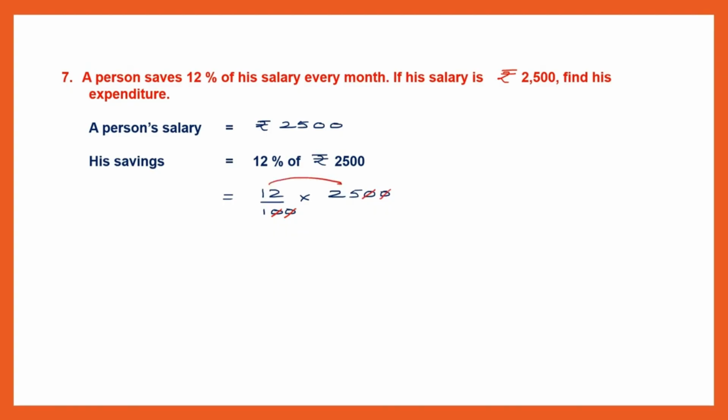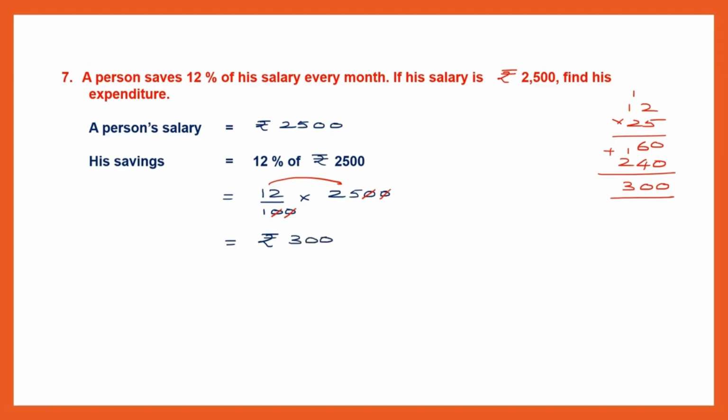Let's multiply 12 into 25. So 12 into 25. 5 twos are 10, carry 1. 5 ones are 5 plus 1, 6, 0. 2 twos are 4 and 2 ones are 2. Add this up. 0, 6 plus 4 is 10, carry 1. 2 plus 1 is 3. 300. That means he is saving 300 rupees every month.